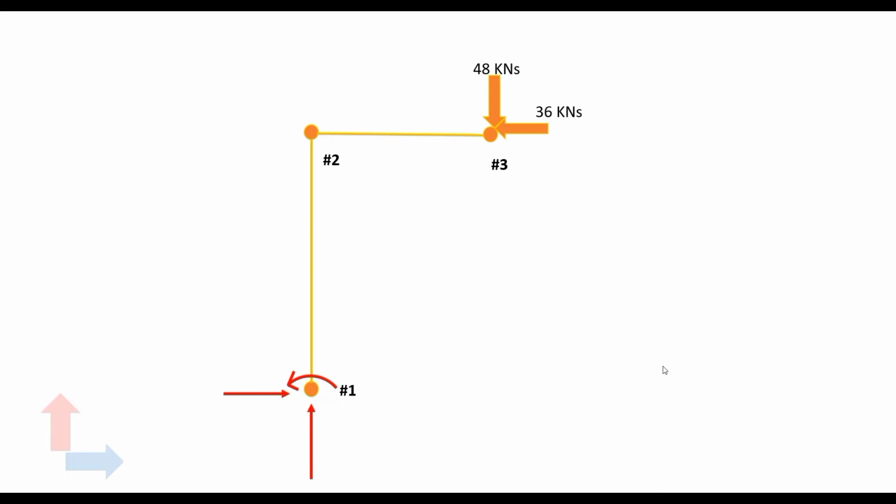Similarly, the global vertical reaction at node number 1 is considered to be in the positive direction of the global y-axis, and thus it's pointing from the bottom to the top. And finally, the moment reaction at node number 1 is considered in its positive sense.